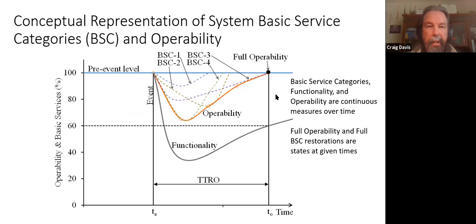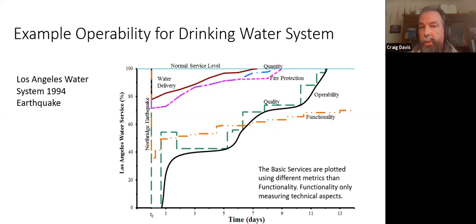Right? So then here's an example that these are real. These can be measured. This is the 4 basic service category losses and restoration for the Los Angeles water system through the 1994 Northridge earthquake. So we have water delivery, quantity, quality, and fire protection. In this particular case, operability, which is shown in the black smooth curve, is bound by quality.